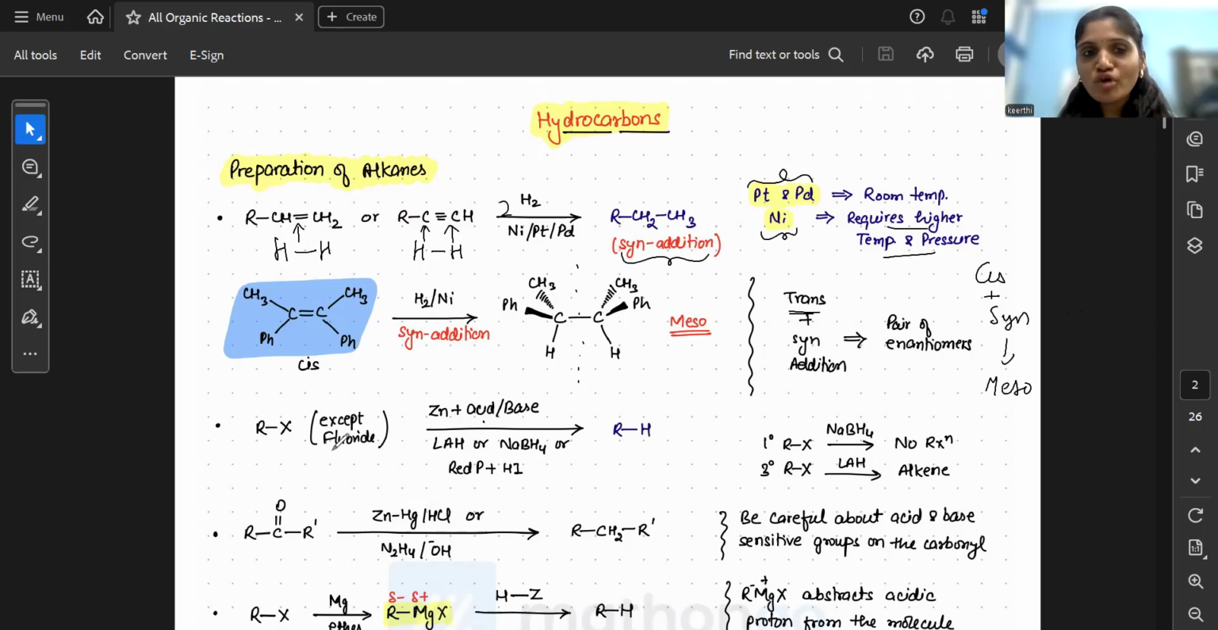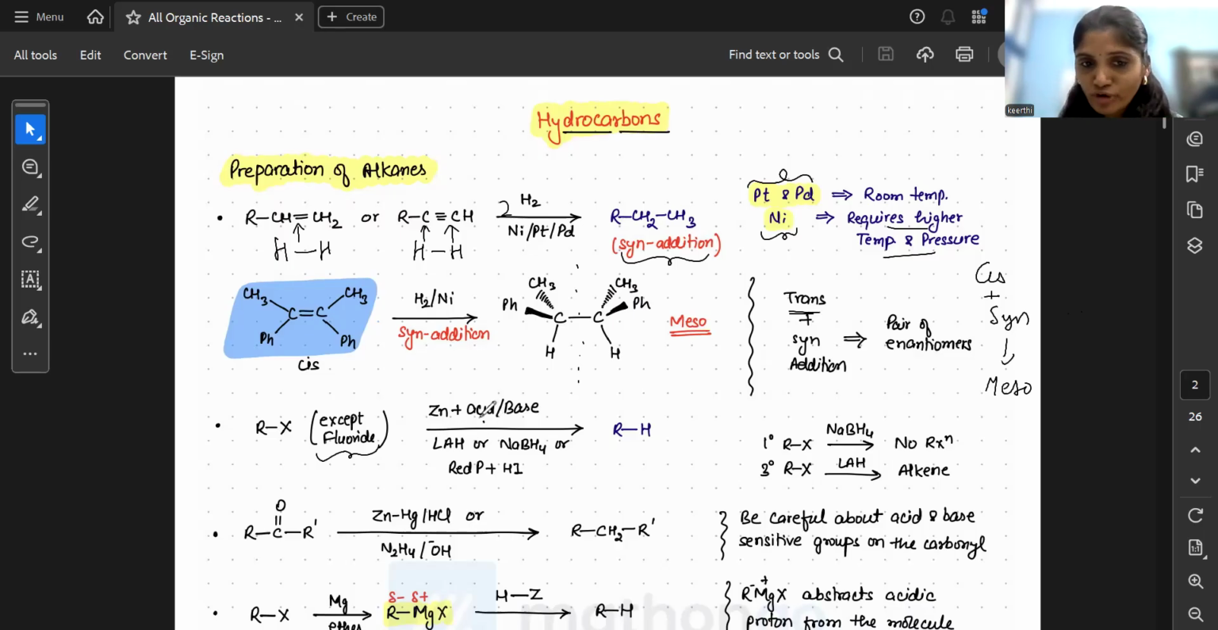Now we have seen preparation of alkanes from alkenes. Now let us see preparation of alkanes from alkyl halides. This reaction, if you see, you can take an alkyl halide. You cannot take a fluoride here for this. This doesn't work with fluoride. Take an alkyl halide, and what are the reagents I can use here? What are the reducing agents I can use here?